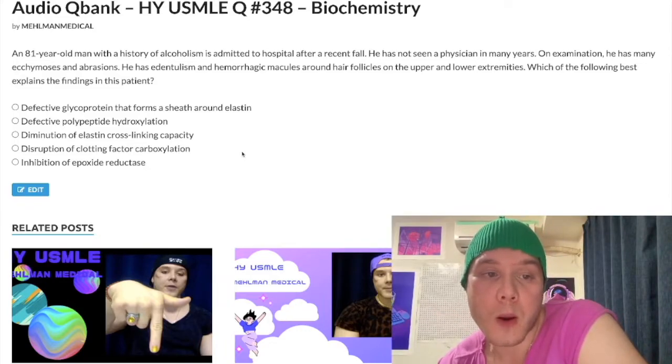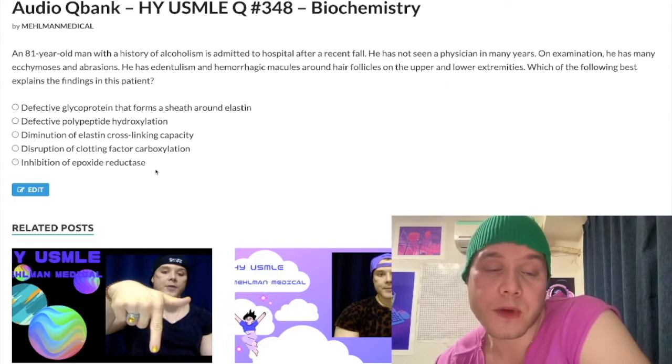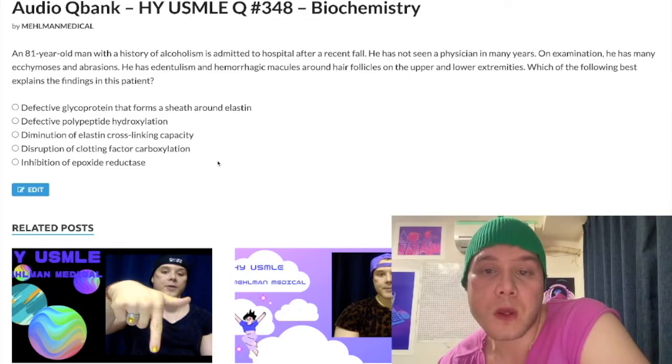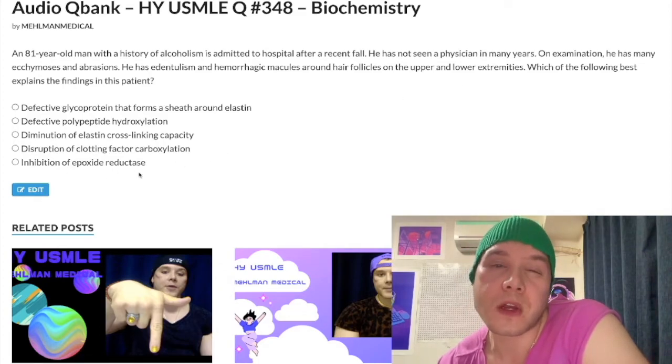Okay, so we're just going to walk backwards through the answers here. Choice C, inhibition of epoxide reductase, wrong answer. This refers to warfarin. Okay, so warfarin inhibits vitamin K epoxide reductase, which is the enzyme that recycles vitamin K to its active form. There's no reason to assume he's on warfarin here. He has not seen a physician in many years. Presumably, this implies that he's not on any meds that would require routine monitoring. So this would be a big leap to just randomly assume that he's on warfarin, okay?